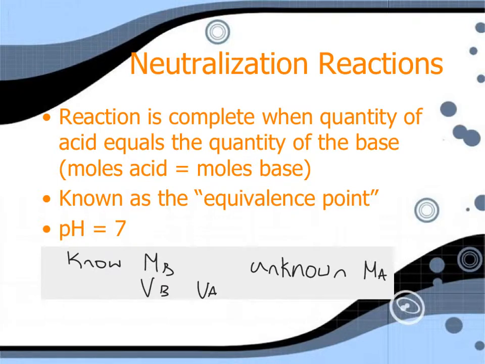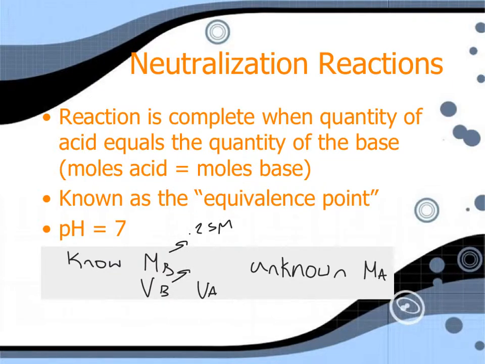Once the titration is over, you know the following substances and information about them. You know the molarity of the base, or M sub B. You know the volume of the base, volume sub B. You know the volume of the acid used. If you remember, in our lab yesterday, this was 0.25 molar.